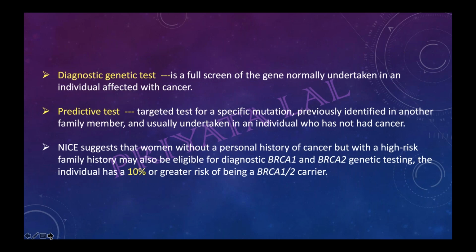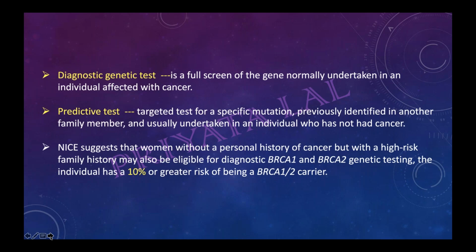Now there are two types of testing that you should know of. One is diagnostic genetic testing, and the other is predictive testing. Diagnostic genetic testing is a full screen of the gene, and that is done in any patient who has cancer. If anyone has cancer, a full screen of the gene is done. This is diagnostic genetic testing, because we are diagnosing what the problem is.